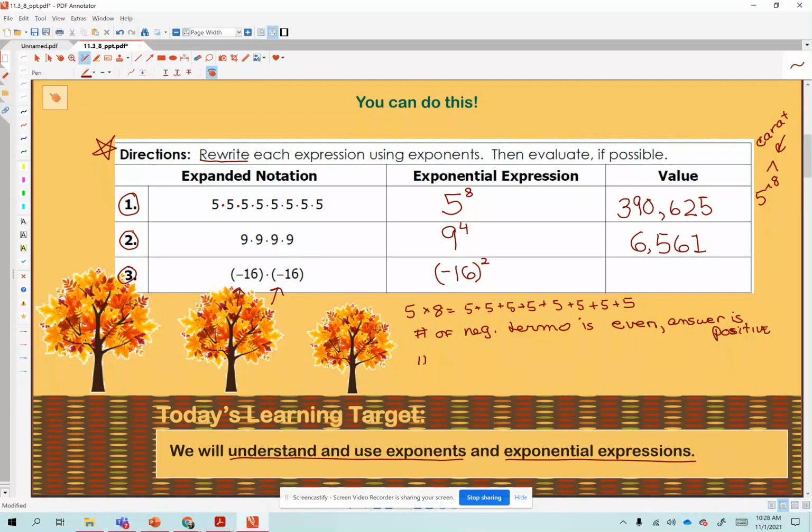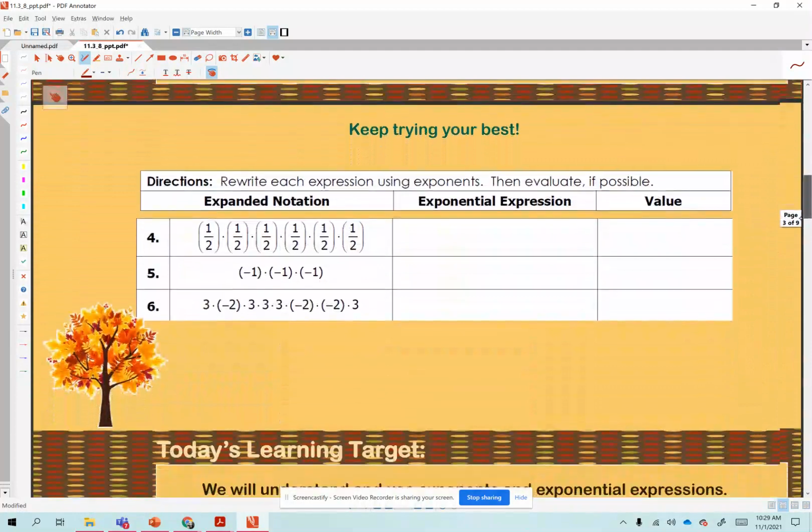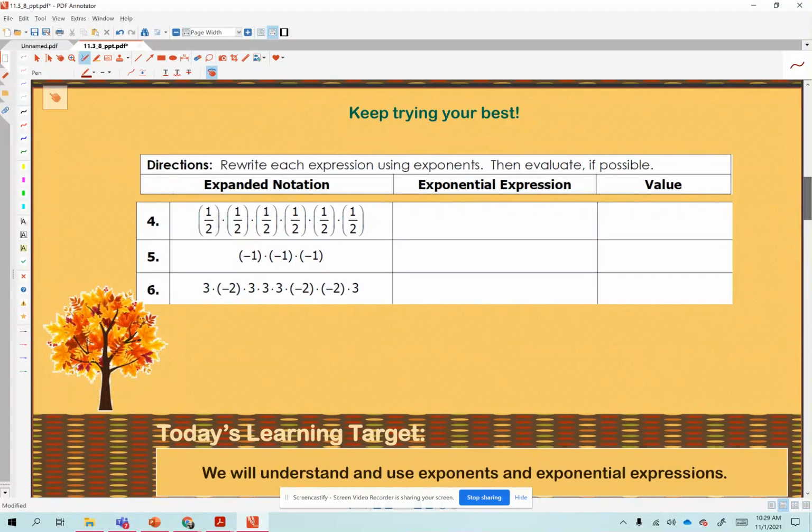Okay, but when the number of negative terms is odd, like 3 or 5 or 7, then the answer is negative. Okay, well, here we have an even number of terms, so we will have a positive solution, and negative 16 times negative 16 is 256. So let's go on to the next page, and we will keep trying our best because that's what we do.